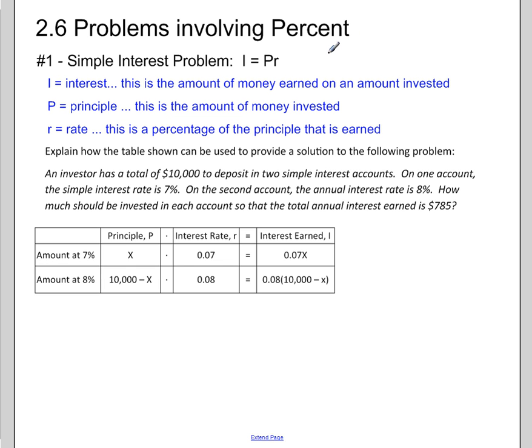Hello, welcome to section 2.6 on word problems involving percent. We're going to be looking at two types of problems that involve percent. The first one is called a simple interest problem. We'll look at the second type later.